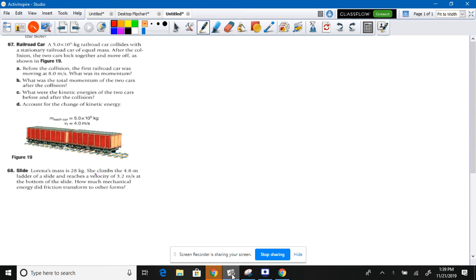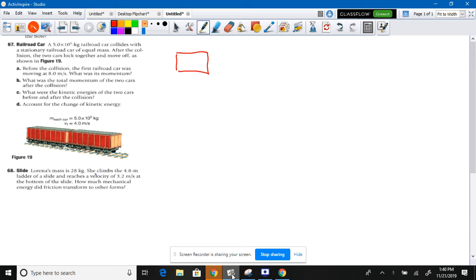Number 67, a 5 times 10 to the 5th kilogram railroad car collides with a stationary railroad car of equal mass. After the collision, the two cars lock together and move off. What kind of collision is that? Inelastic. Very good. So we're going to draw the before and the after.